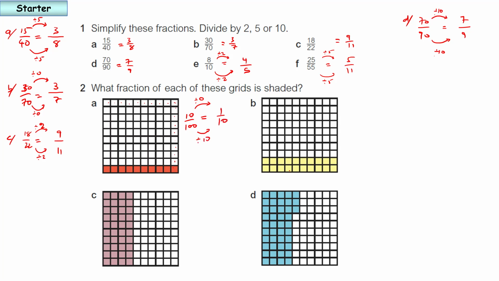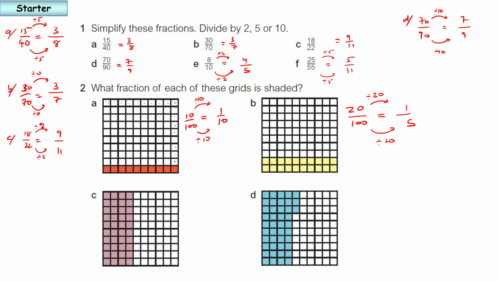Here 20 out of 100 are shaded, so for B you should have 20 out of 100. We can simplify that though. Divide the numerator. I'm going to divide by quite a large number now. 20 divided by 20, oops, I should have put a 10 there. 20 divided by 20 is 1, and 100 divided by 20 is 5.